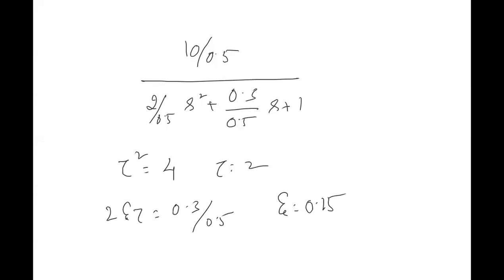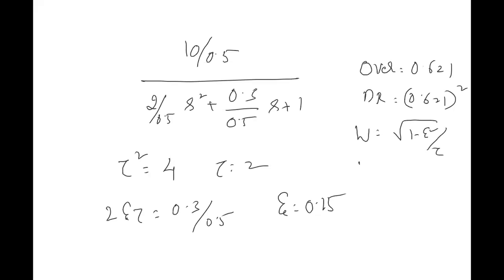Now if you substitute all this, what is the overshoot that you got? 0.621. What is the decay ratio? 0.621 whole square. What is the response frequency? Root of 1 minus zeta square by tau. What is the natural frequency? 1 by tau. Now what is important is the max value.